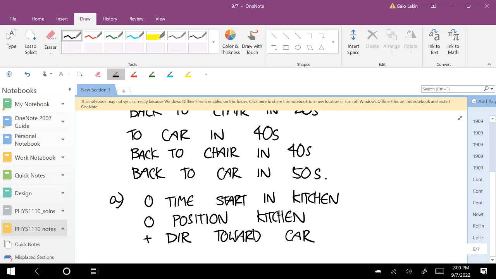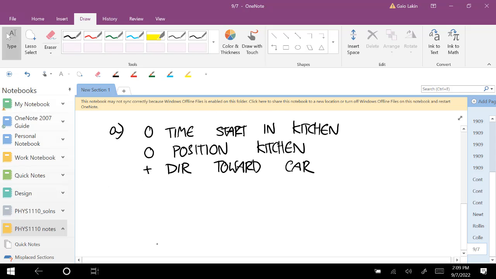Okay, so how are we going to go about doing this? Our choices of the zero time and the zero position and the positive direction are going to change the numerical locations of these things and the numerical times of these instants. So what I'm going to do is first draw out just a little diagram of what's going on, okay? So here's the kitchen, the chair, and the car. Okay.